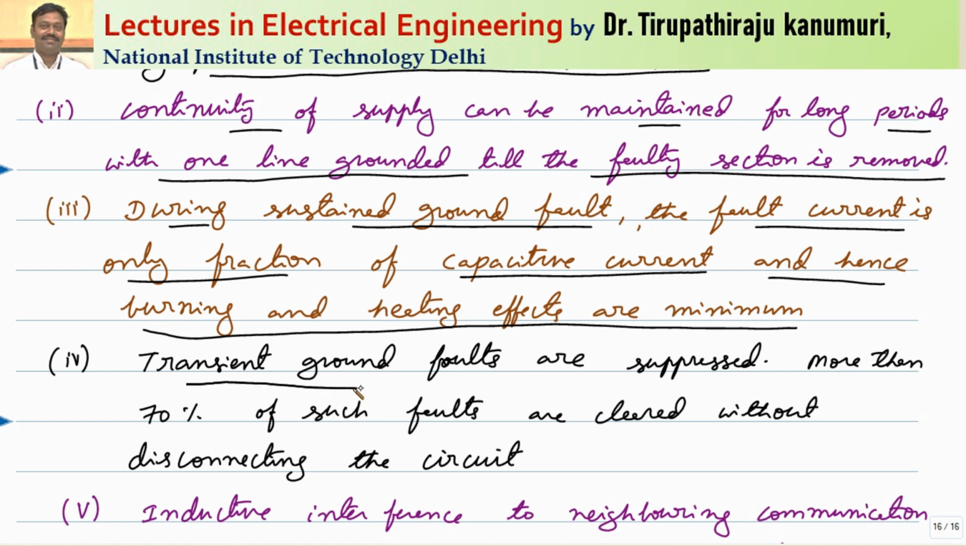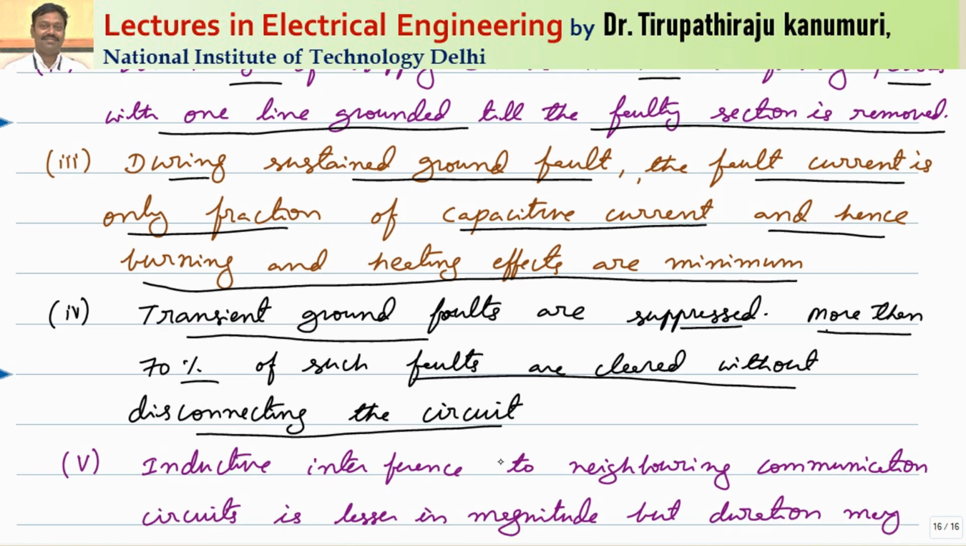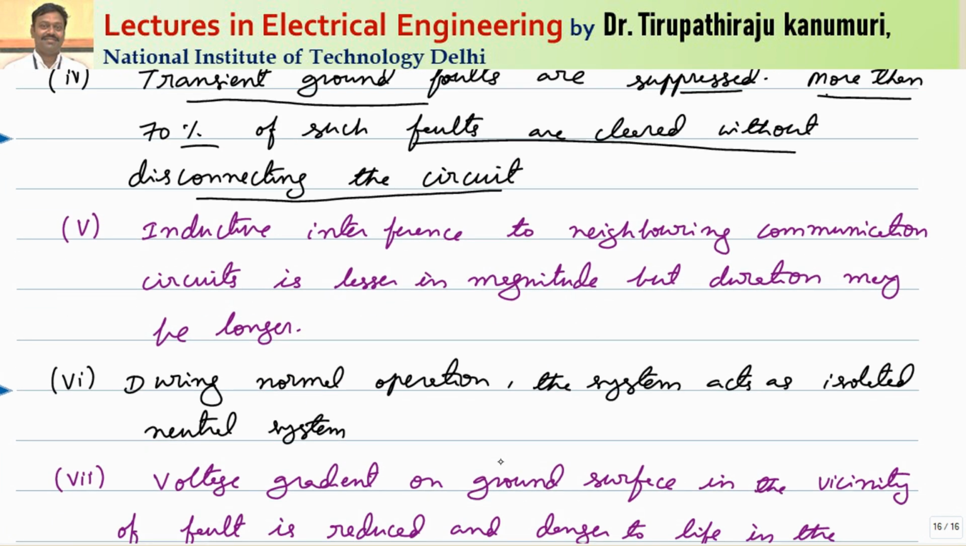Then the transient ground faults are suppressed, because transient ground faults will disconnect by themselves. So more than 70% of the faults are cleared without disconnecting the circuit, because in less than 10 minutes they will disconnect. That's why your circuit breaker will not operate or your circuit will not trip. Automatically your supply is restored.